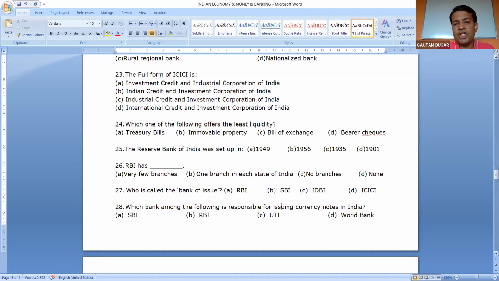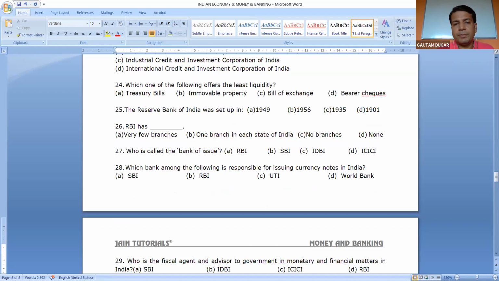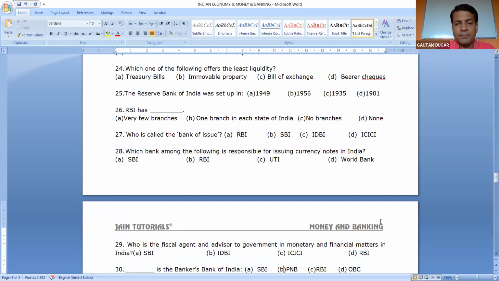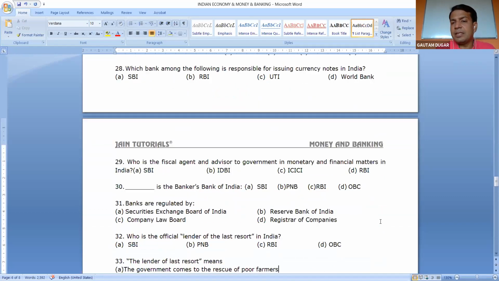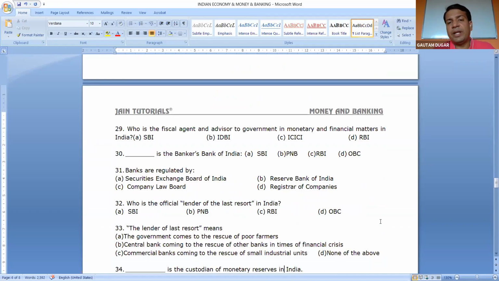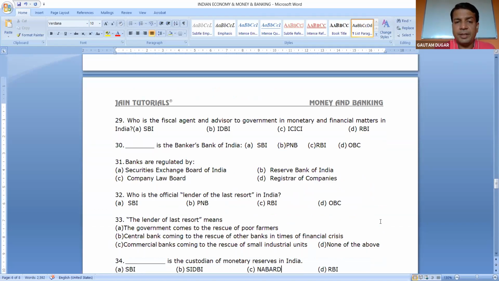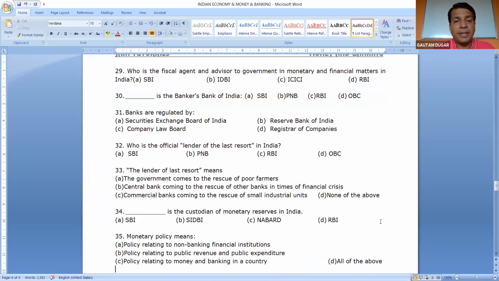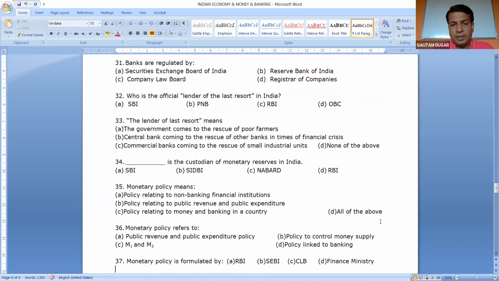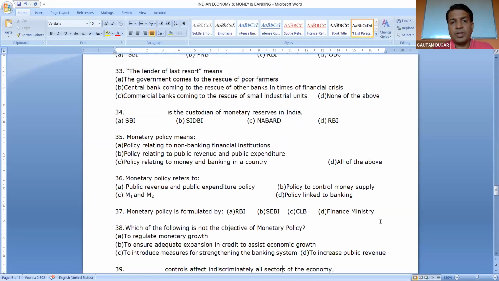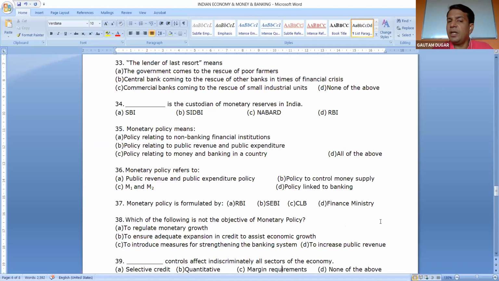27, who is called the Bank of Issue, means issuing notes is done by RBI. 28, again answer is RBI. 29, again the answer is RBI because fiscal agent and advisor to government. Bankers' Bank is again RBI. Again 31, banks are regulated by RBI. Lender of last resort is RBI. 34, custodian of monetary reserves, RBI.